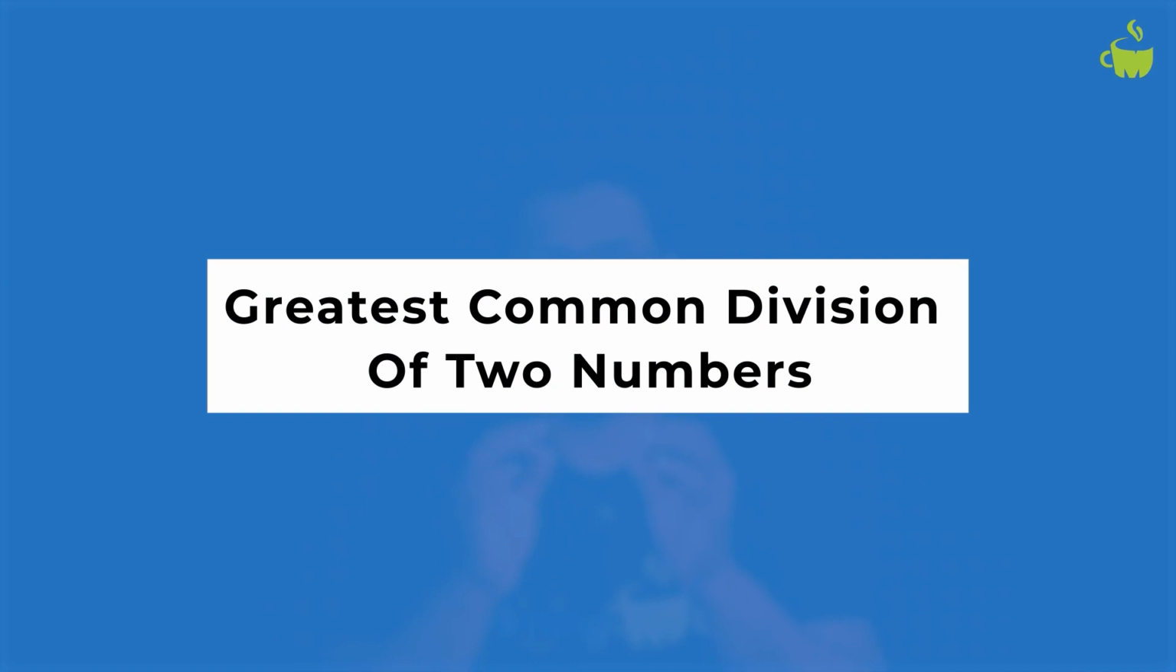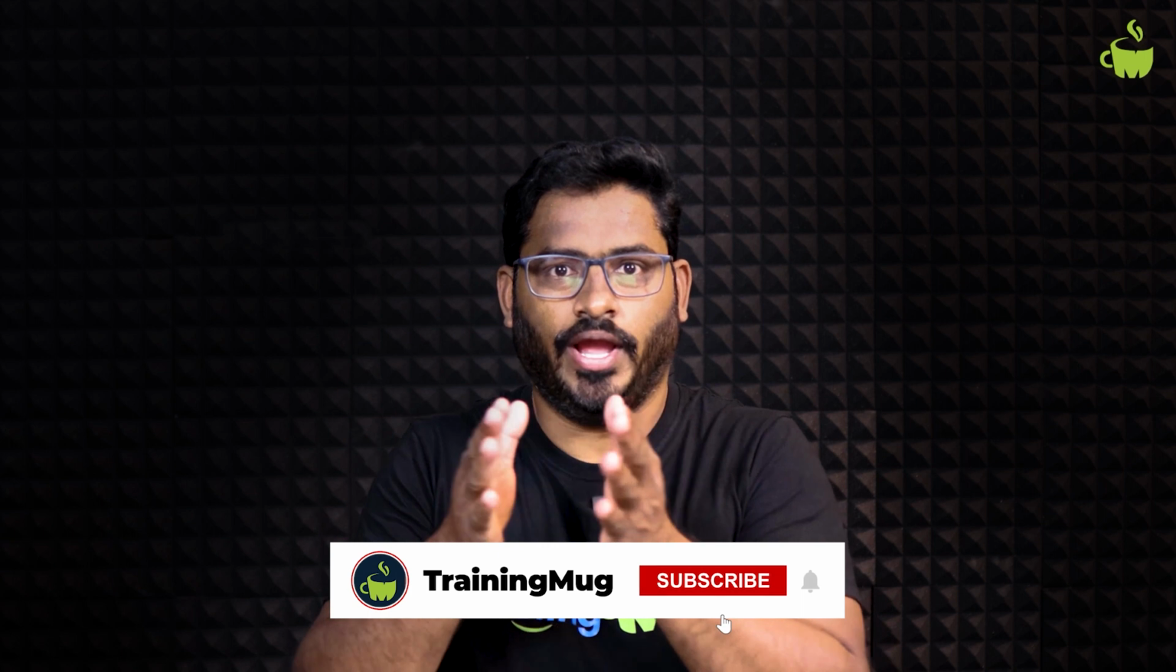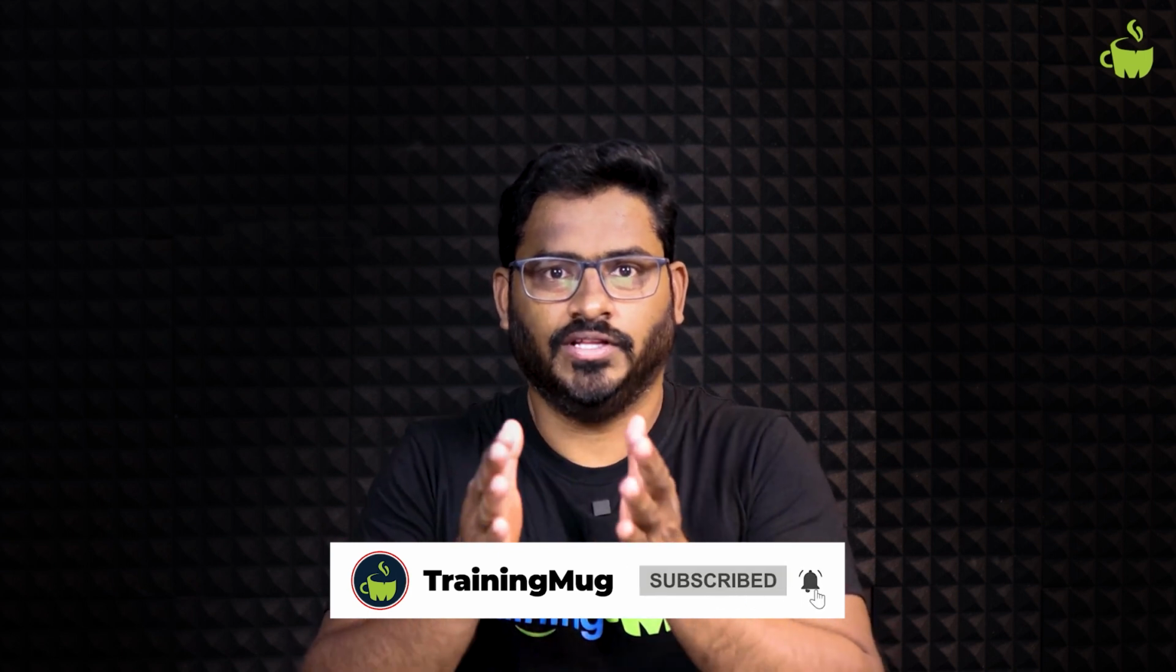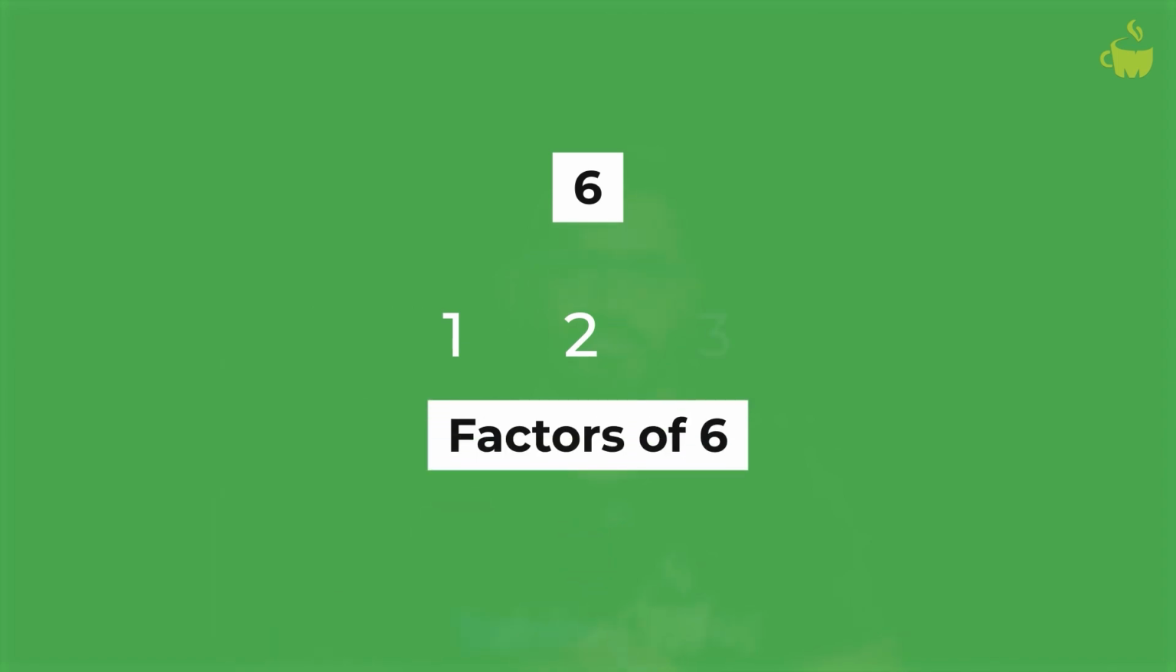In this video, we'll try to solve another coding interview question, that is finding the greatest common divisor or highest common factor of a given two numbers. First, we need to understand what is a factor. Suppose you take a number n, and from 1 to n minus 1, if any one of the numbers is divisible with that number, then it is called a factor. For example, you take 6. So 1, 2, 3 are called factors of 6.